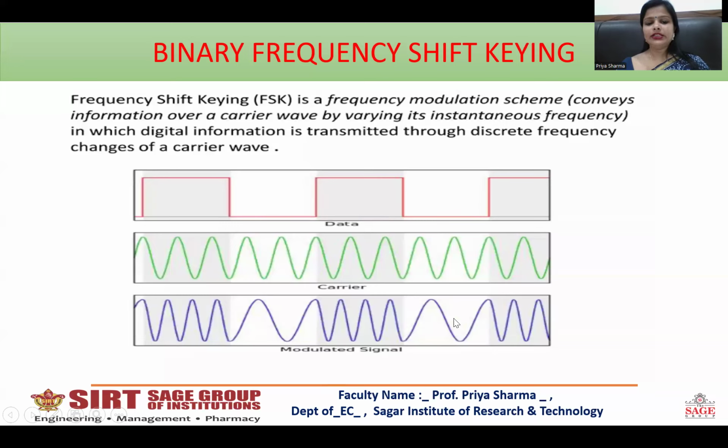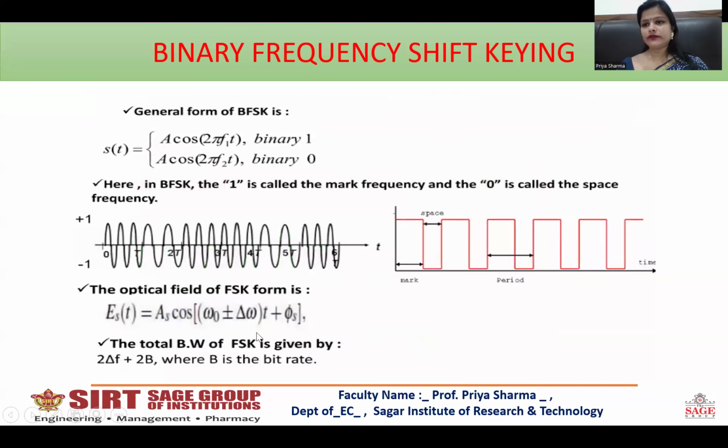The modulated signal will contain two frequencies: f1, which is the same frequency as that of the carrier signal, and f2, which is the decreased frequency due to the absence of the signal at that point. So we can write its equation as A cos 2 pi f1t when the signal is at binary 1 and A cos 2 pi f2t when the signal is at binary 0 level. So in BFSK, the 1 is called the mark frequency and the 0 is called the space frequency. So this is the mark frequency and this is the space frequency.